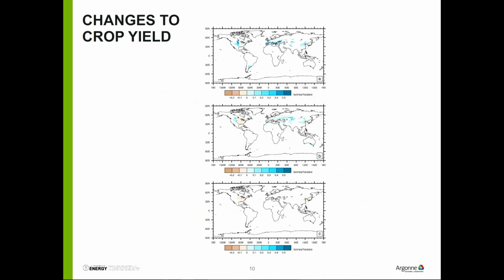And then, because I'm a crop modeler, I have to show you some crop stuff. This is the change in crop yield. So the very top figure is corn, the middle one is spring wheat, and the bottom one is soybean. And so you can see for corn, we have mostly increases in yield. I think it's about 25 million tons globally. Wheat yield kind of varies with region, but overall there is an increase in yield when you average across all of those grid cells.